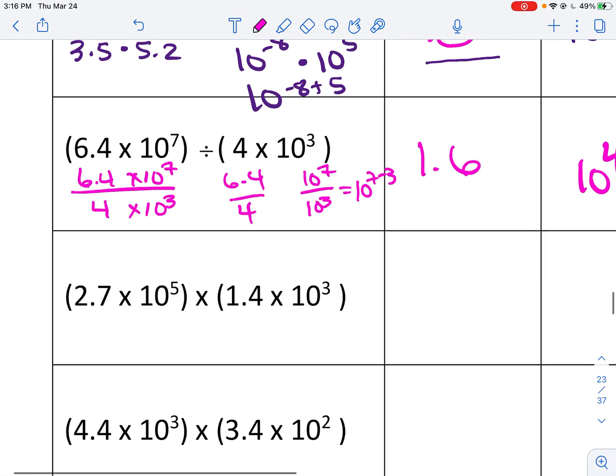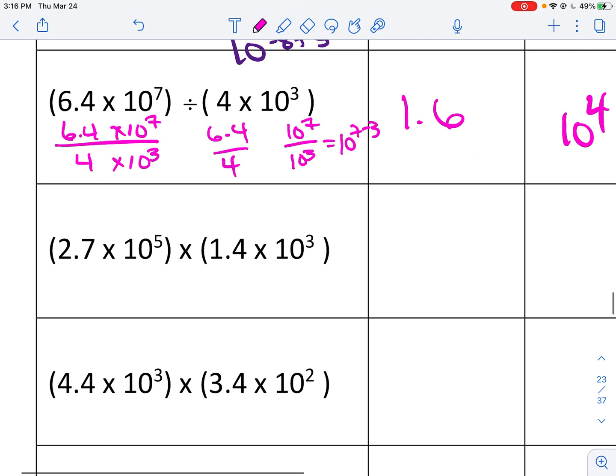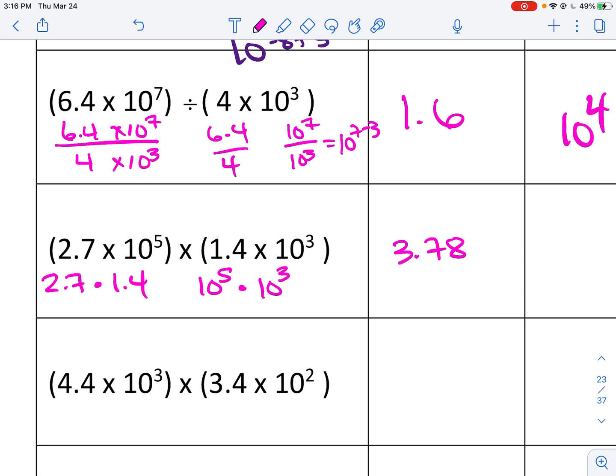Okay. This next one, again, we do the same thing. We take the 2.7, we multiply it by the 1.4. When I multiply those two numbers together, I get 3.78. Then I take the 10.5 and I multiply it by the 10 to the 5th times 10 to the 3rd.